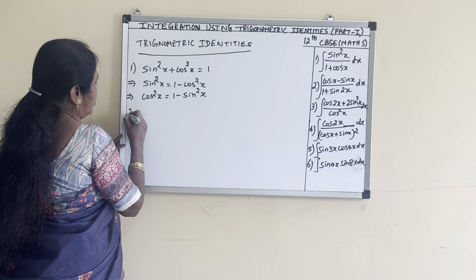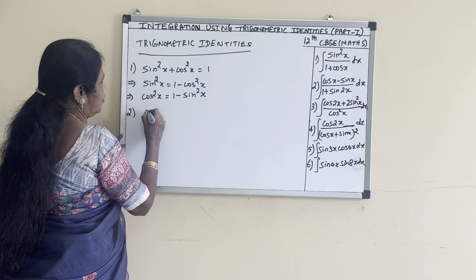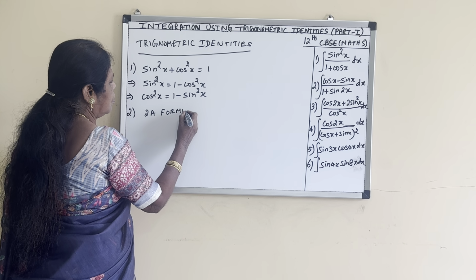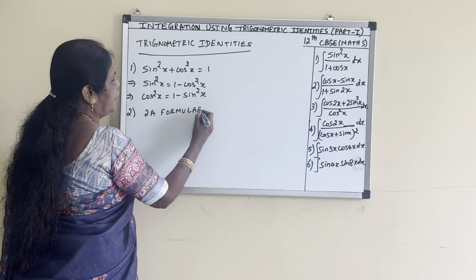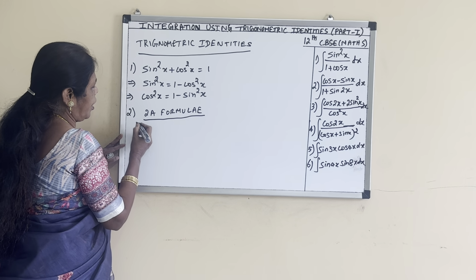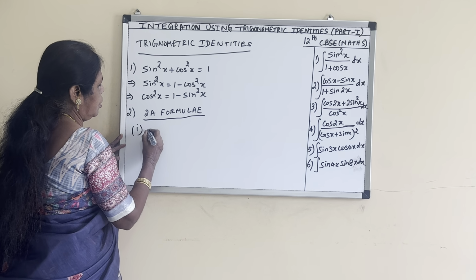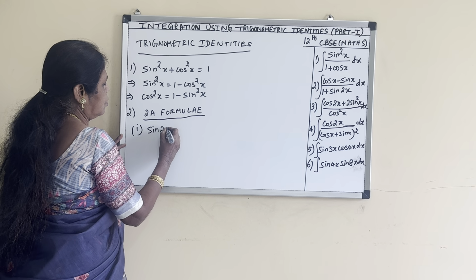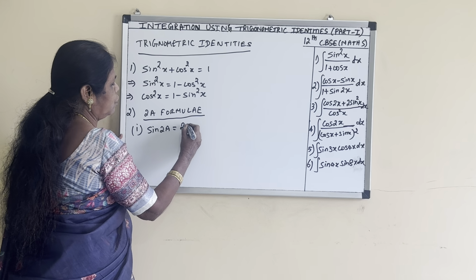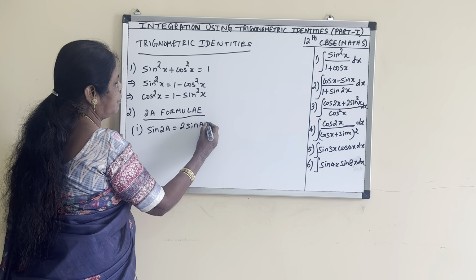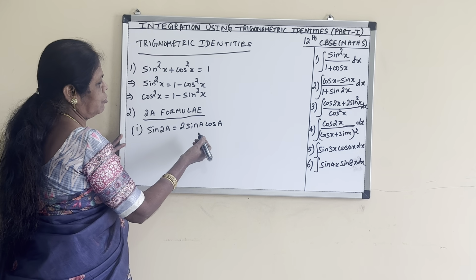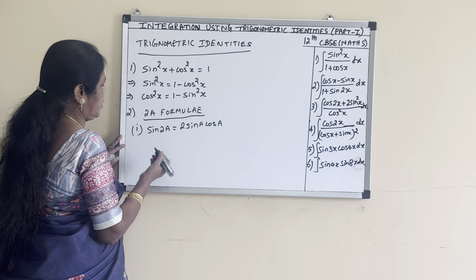And next I am going to introduce the 2a formulae, which is needed to solve these type of problems. And the first one is sin 2a. The one and only formula for sin 2a is 2 sin a cos a, which is in terms of sin and cos. Another formula is there, that will be in terms of tan, that is not needed here.